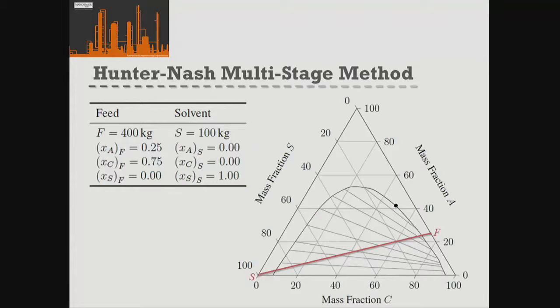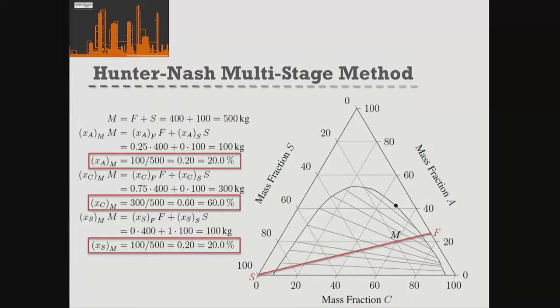So let's bring back the example that we looked at last week when we were just thinking about a single stage system. So if you remember, we had 400 kilograms of our feed, and our feed was 25% solute and 75% carrier. And we also had 100 kilograms of our solvent. So the first thing that we did, and it's the first step that we still need to do with our multi-stage system, is to look at that overall mass balance.